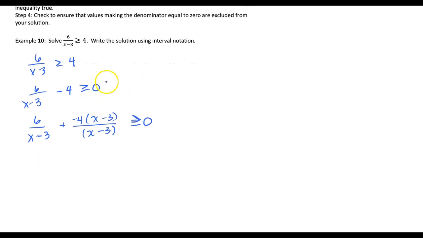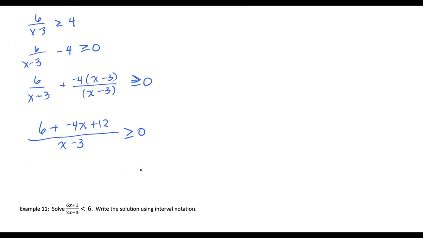So we got 0 on one side by itself, and now we're working to get the two fractions into 1. So we have 6 plus, I'm going to distribute here, negative 4x plus 12. And in the denominator, we just have the denominator x minus 3. Simplifying, we get negative 4x, the 6 and 12 together make 18 over x minus 3.